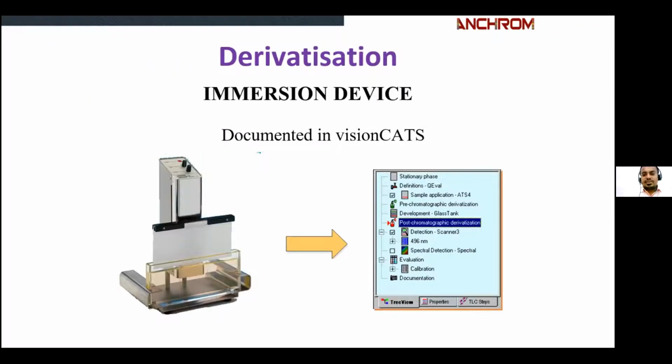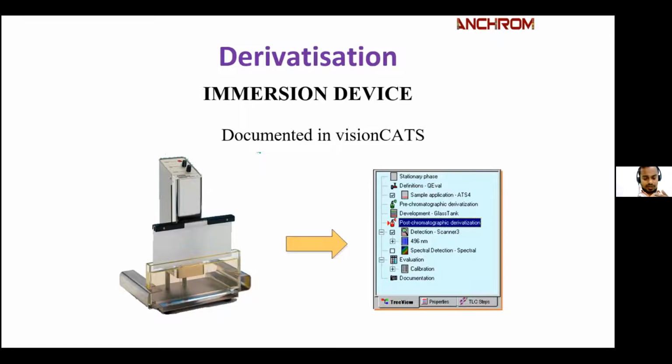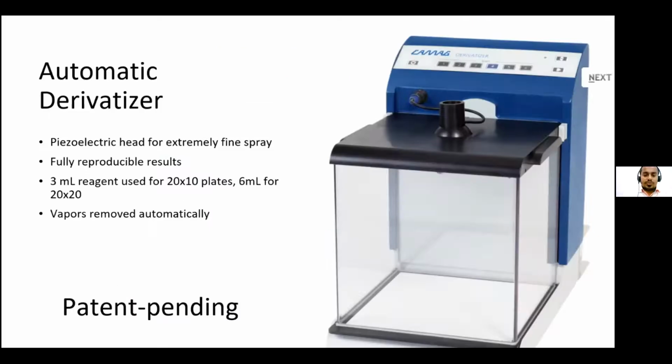Next is the derivatization modules. We have two different modules for derivatization. One is immersion device 3, which is used for dipping the stationary phase plate in the derivatizing reagent. You can dip 20 by 10, 10 by 10, and 20 by 20 plates. So one is the dipping technique, another one is the spraying technique.